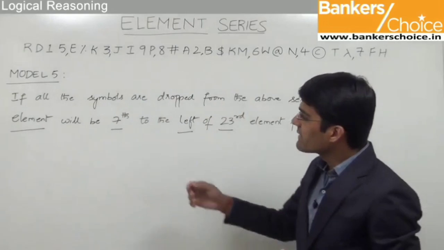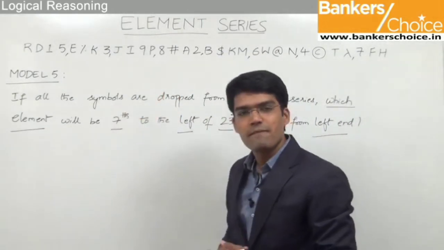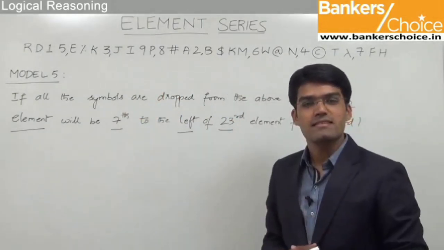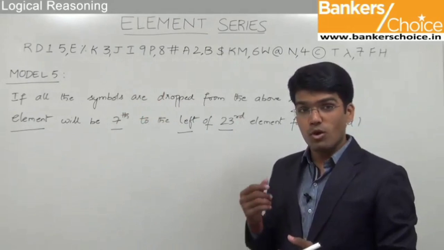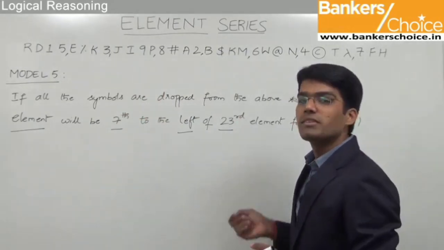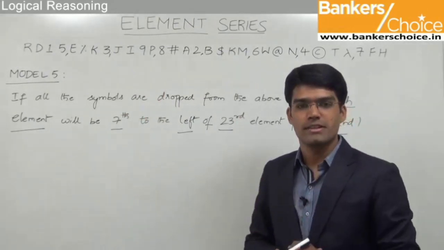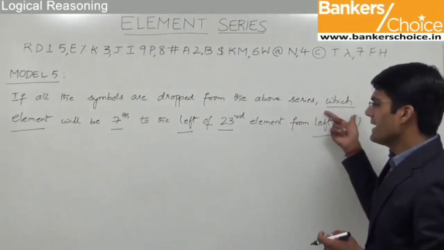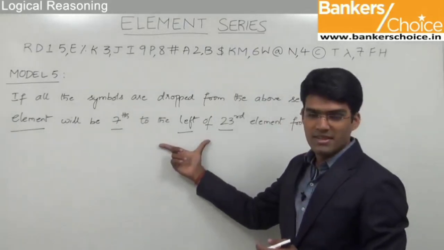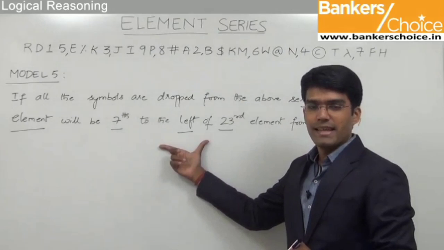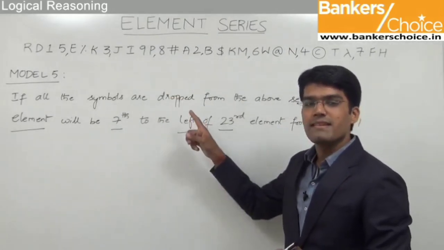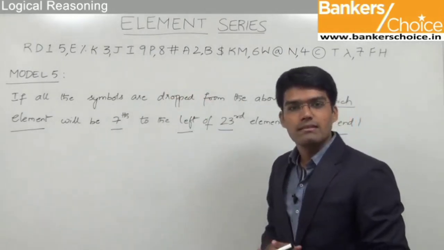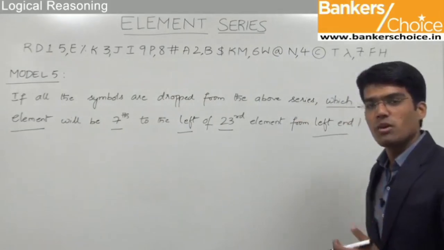But the difference here is, from the above series, the symbols have been dropped. Generally, students try to answer this question by dropping the elements and forming a new series. But that takes a lot of time. One simple way of answering this question is, let us find out the correct position from the second part of the question first, and then count the elements by skipping the symbols. Let's see how to work on this.